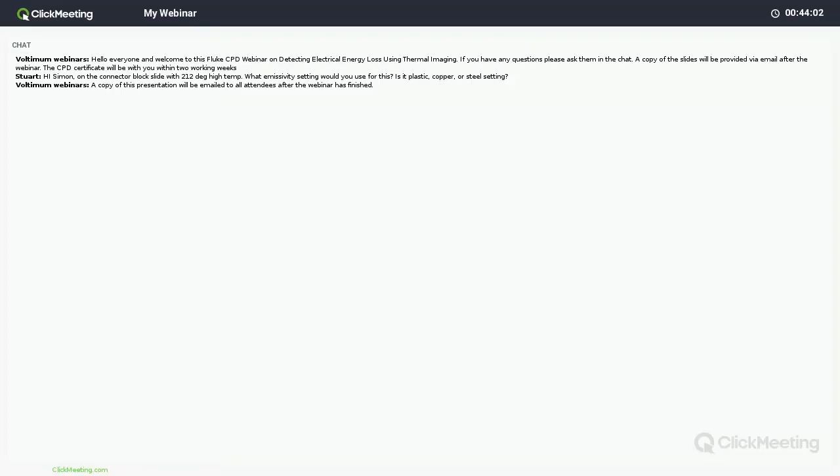Okay, Stuart's asked a question. Hi, Simon. On the connector blocks slide with the 212 degrees, what emissivity would you use for this? Okay, emissivity is a setting that you can select on the thermal images themselves, or with the Fluke software, you can actually change it later on.